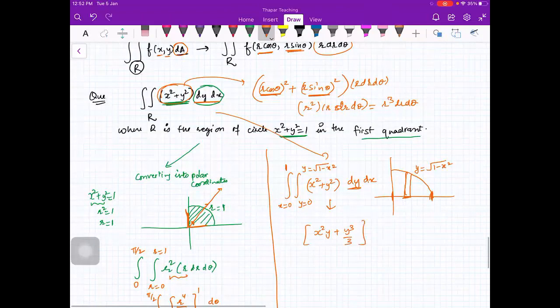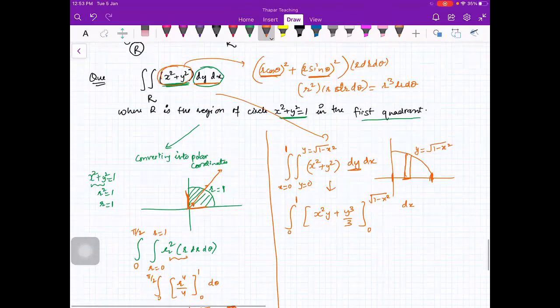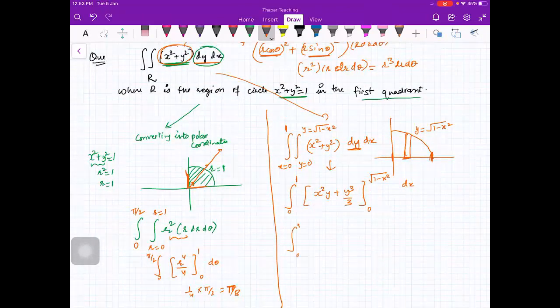Then you will put this limit 0 to square root of 1 minus x square dx, 0 to 1. Right, so this is not an easy integral to compute. You will get x square root of 1 minus x square plus square root of 1 minus x square raised to power 3 by 3. Can you compute this integral? This is hard to compute.